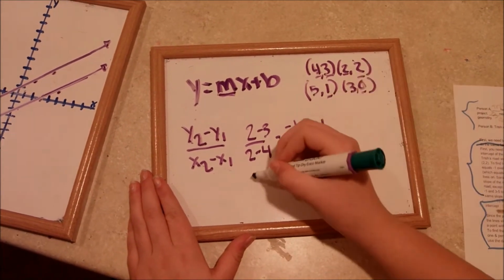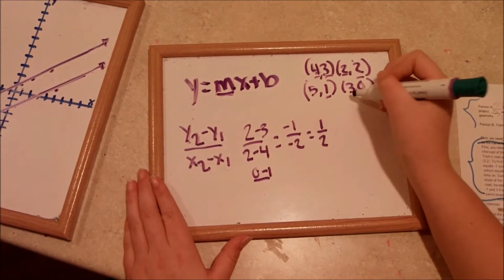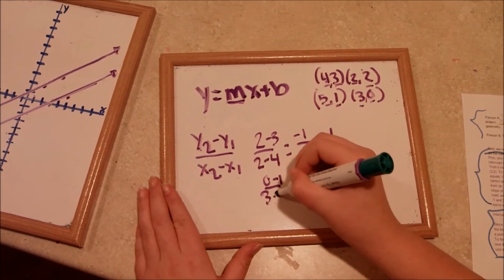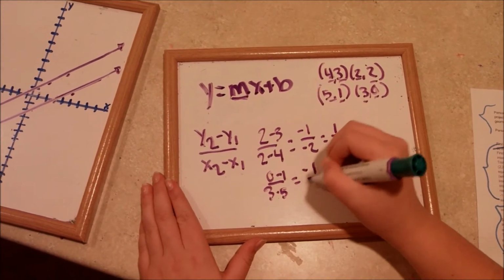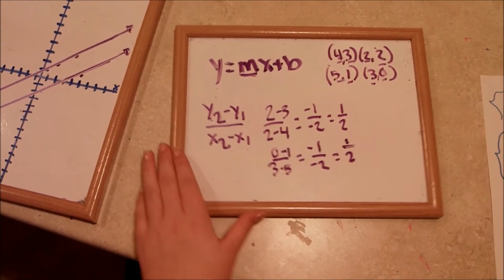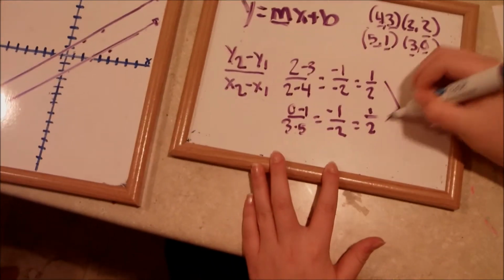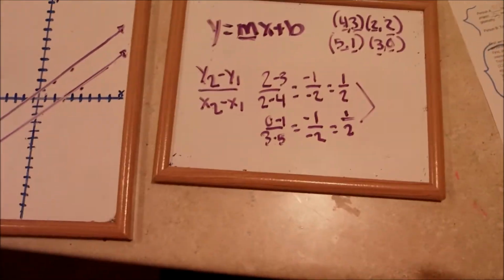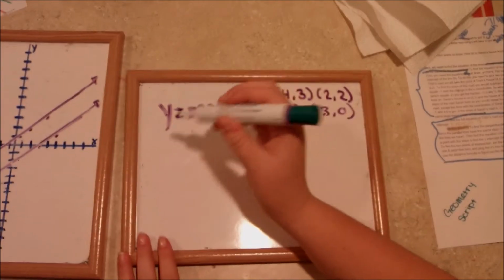Next, we'll do this for Sarah's road. We have 0 minus 1 over 3 minus 5, which will give us negative 1 over negative 2, or 1/2. Since both of these roads have the same slope, they are parallel to each other, meaning they will never intersect.